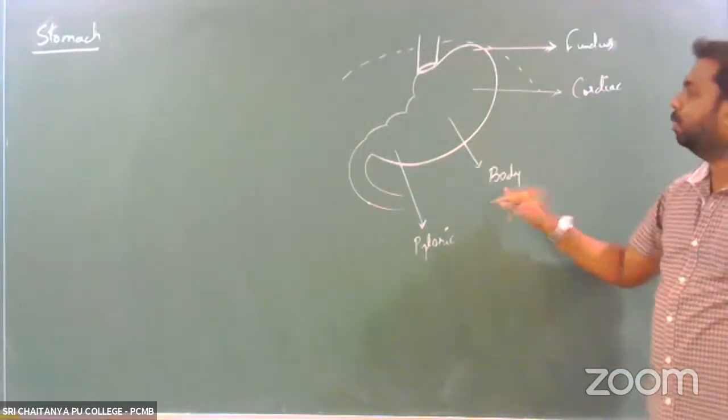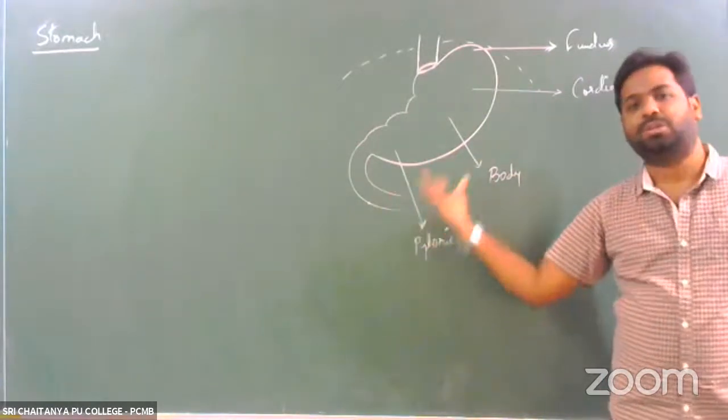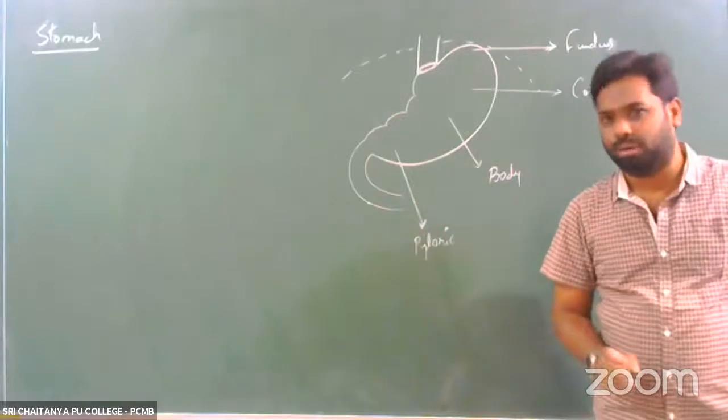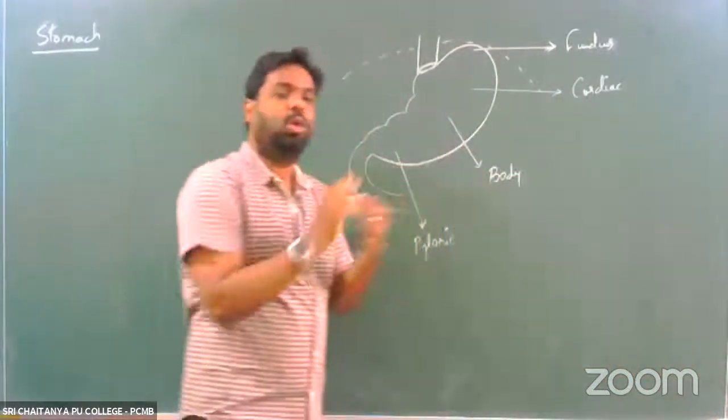Then we have the main part, which is the body of the stomach, and then the posterior end would be the pyloric region, or the pyloric stomach, or the pylorus part of the stomach. Now, as I said, the stomach is guarded by two openings. So there are two openings of the stomach.